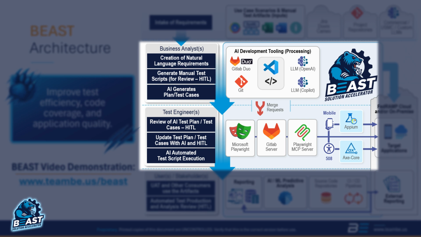The foundation of Beast is Microsoft Playwright. It's an open-source test framework that is offered at no additional cost. This is the only component that cannot currently be substituted for something else. Various plugins can be integrated with Playwright, such as AxCore, to automate accessibility testing during test executions.